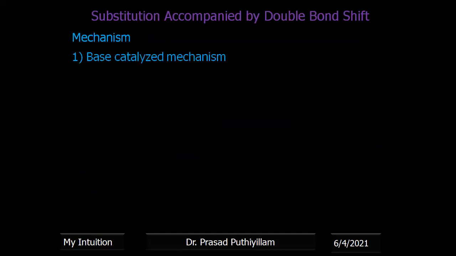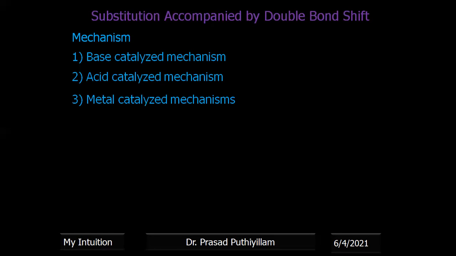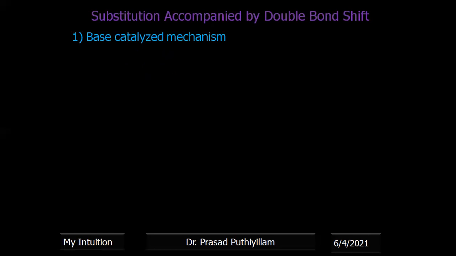Now the different types of mechanism of electrophilic substitution, unimolecular, accompanied by double bond shift. First one, that is base catalyzed mechanism. Second one, that is acid catalyzed mechanism. Third one, that is metal catalyzed mechanism.